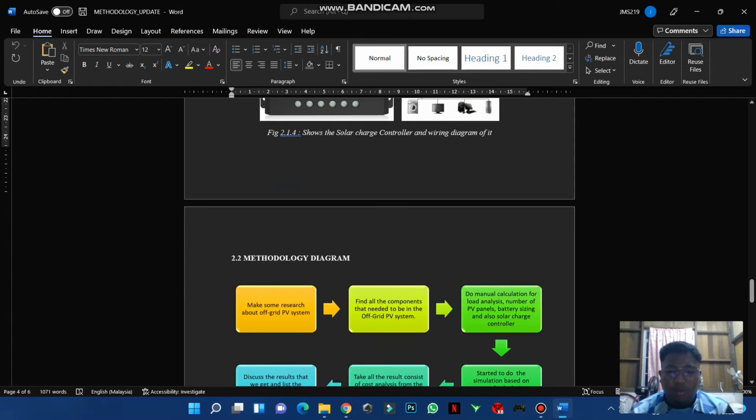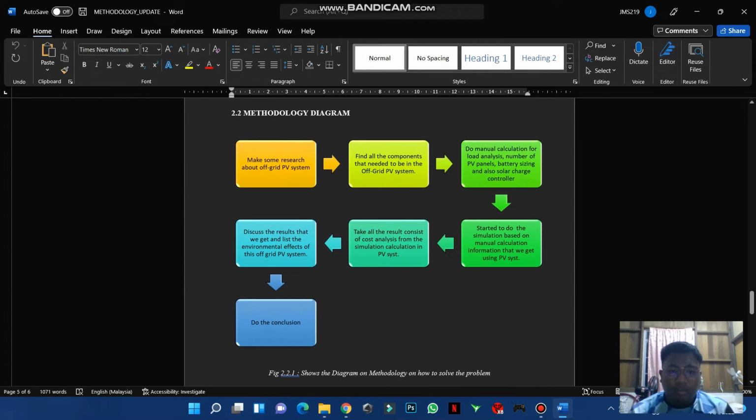And next we go to the methodology diagram. This diagram shows the methodology of how we solve this problem. First, we do some research about off-grid PV systems, and next we find all the components that are needed in the off-grid PV system. Next we do the manual calculation for load analysis, number of PV panels, battery sizing, and also the solar charge controller.